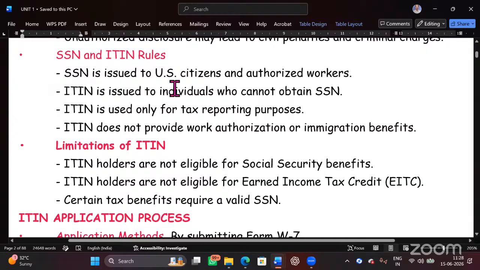ITIN is issued to individuals who cannot obtain the social security number. Suppose we have gone to US on a temporary visit.